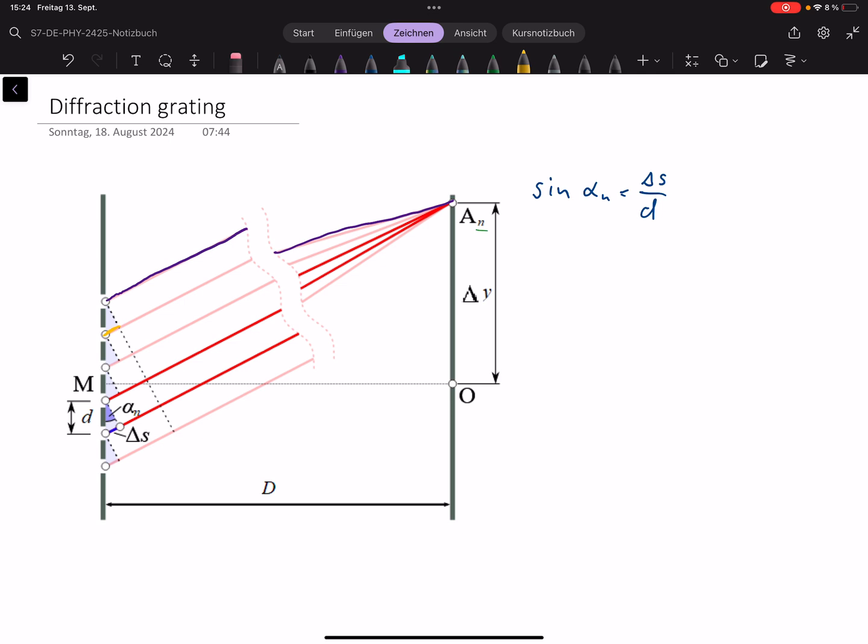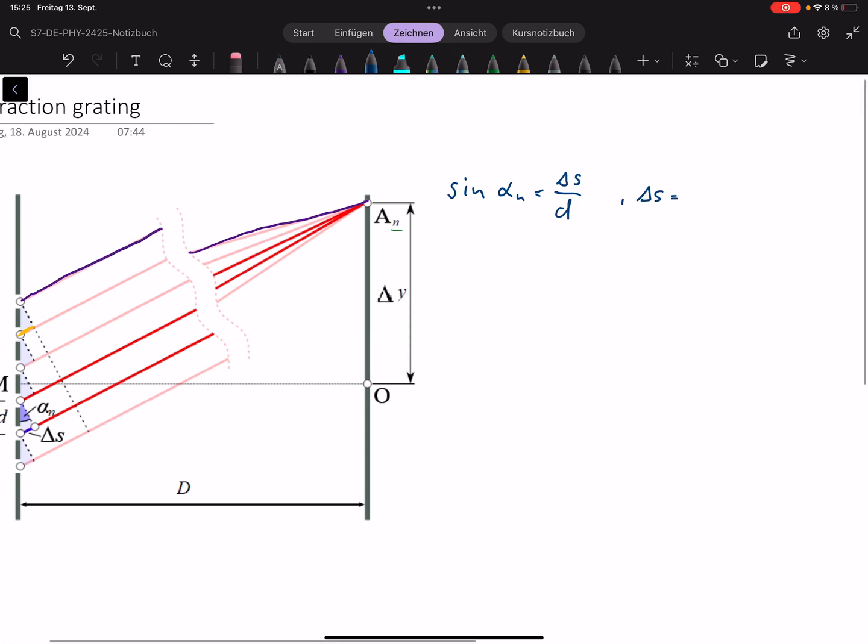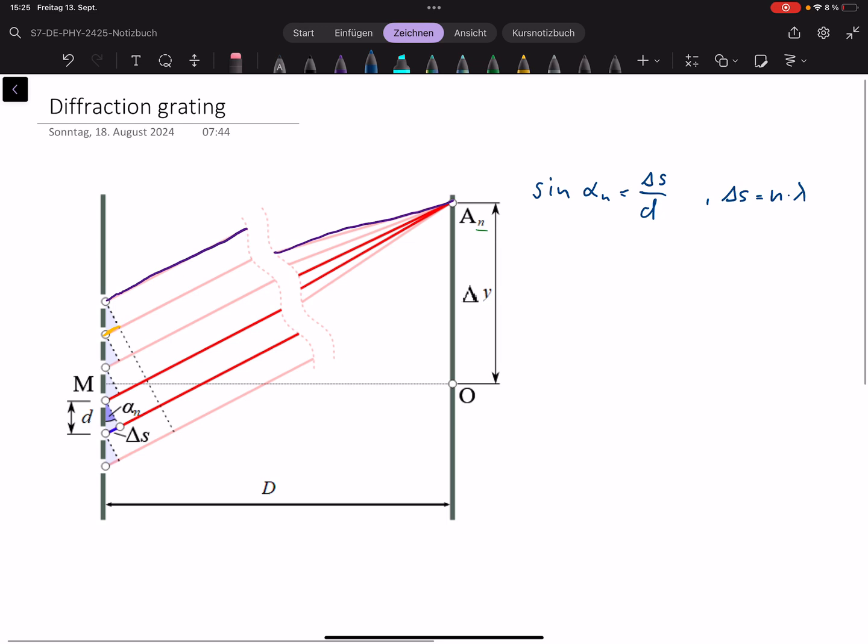And we've seen before that if delta S is a multiple of the wavelength lambda, we have constructive interference. That means a maximum. Of course, if n is 0, we end up here, which makes sense because delta S is 0 and sine of 0 is 0.